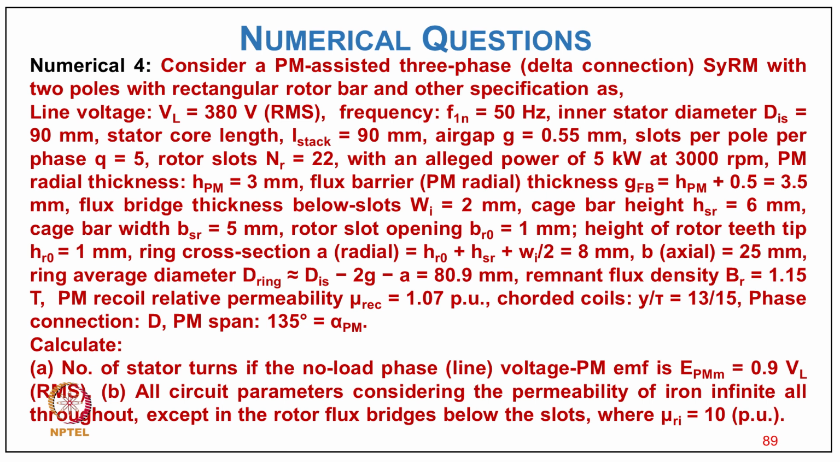Now coming to the solution, calculate the number of stator turns if the no load phase line voltage PM EMF is 0.9 VL RMS, and consider the permeability of iron finite throughout except the rotor bridges below the slot, where mu RI equal to 10 per minute.